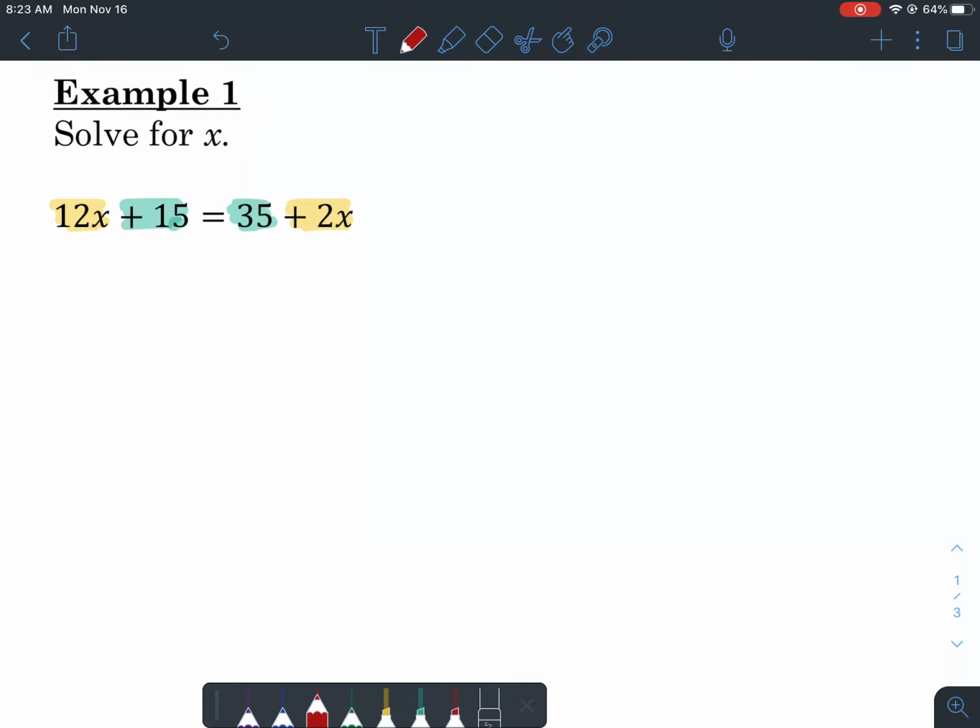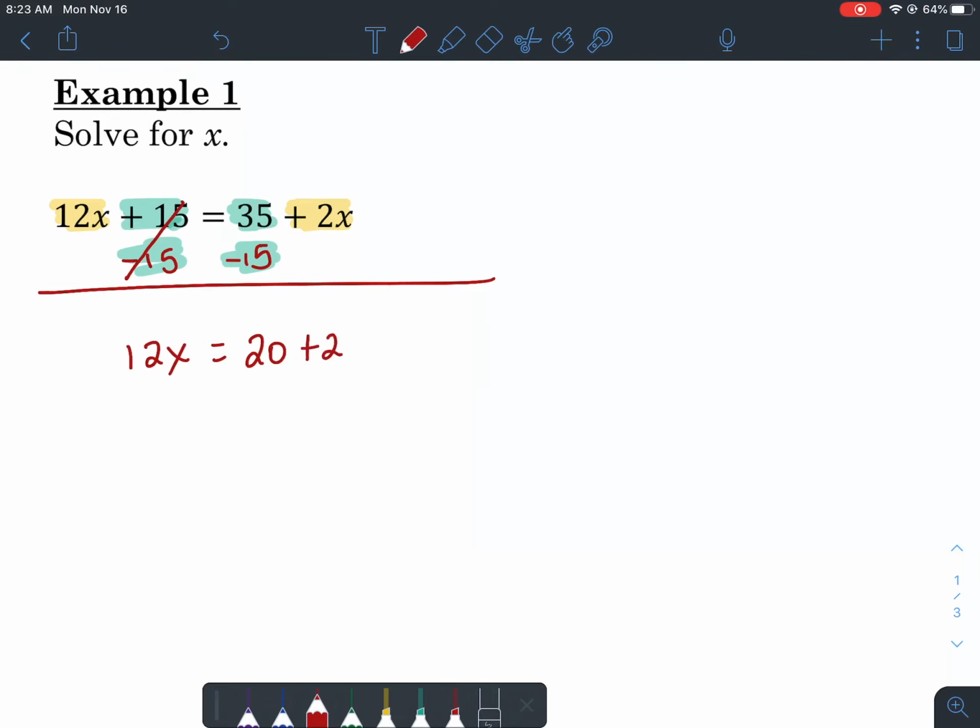So I want to get rid of the positive 15 on the left side. So I'm going to subtract 15 from both sides. Constants match to constants. So now 15 minus 15 cancels out. We're left with 12x on the left side. 35 minus 15 is 20 plus 2x.